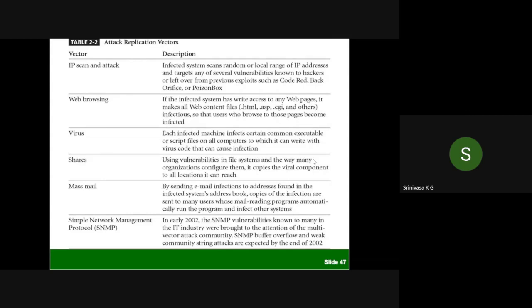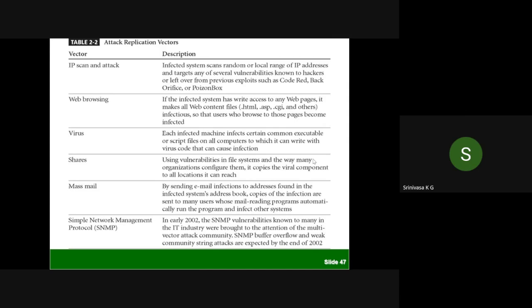So the infected system scans a random or local range of IP addresses and targets any of the several vulnerabilities known to hackers or left over from previous exploits, such as Code Red, Back Orifice, or PhaseBot. And web browsing: if the infected system has write access to any web page, it makes all the web content files infectious, so that the users who browse to those pages become infected.